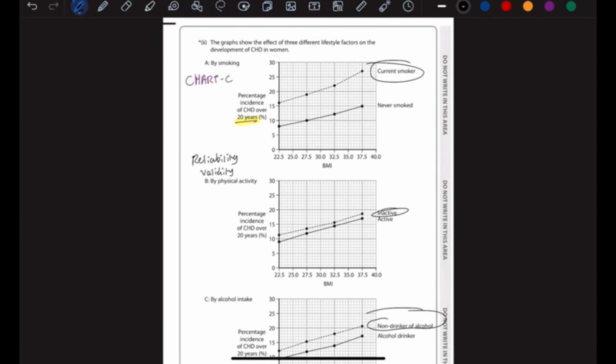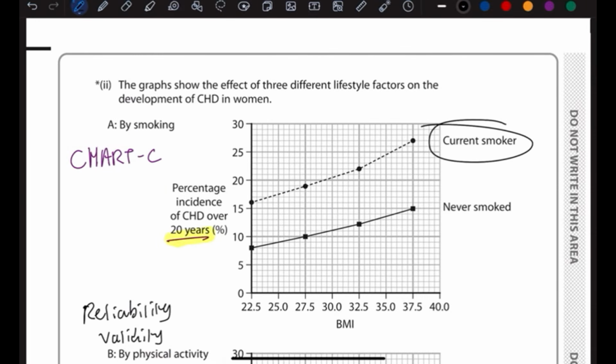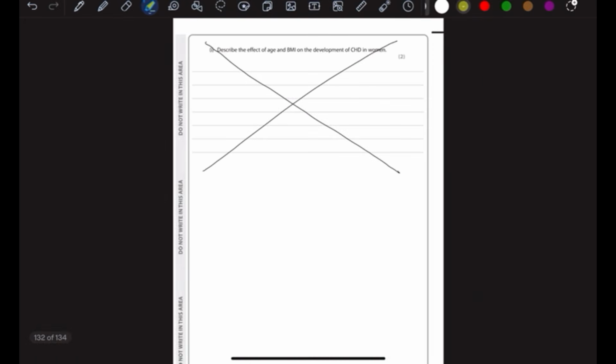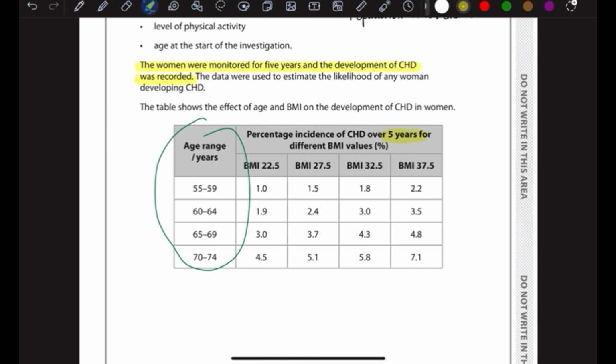Cool. Finally, what do we need to do? We need to talk about what the question asked. The question asked you to talk about factors that are most likely to increase the risk of CHD. So the table is showing us that age has a more significant impact on CHD compared to BMI. And you can kind of see that if we focus within each row, the increase isn't as much as if we go between the columns. I hope that made sense. Comparing 22.5 to 27.5, for example, the jump isn't as big as going from 55 to 59 to 60 to 64 in the same BMI. So you can see age is a bigger risk factor there.